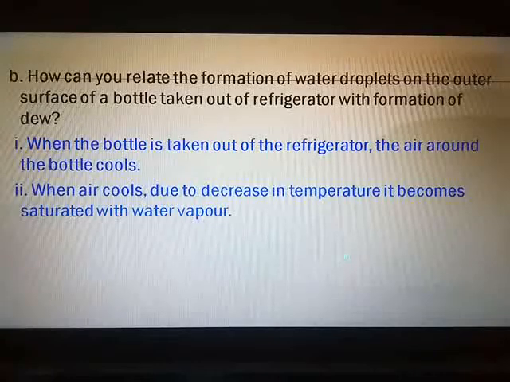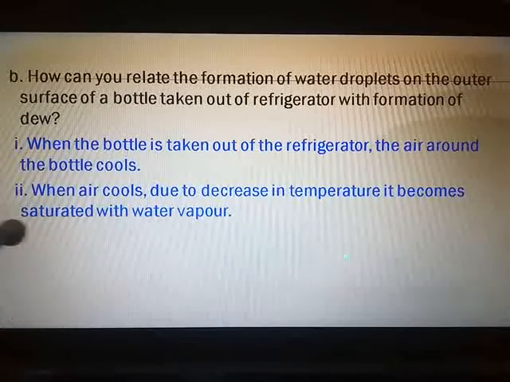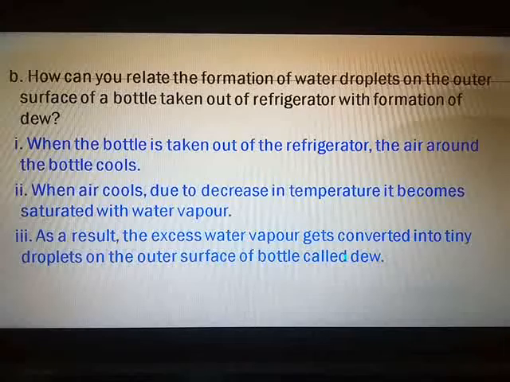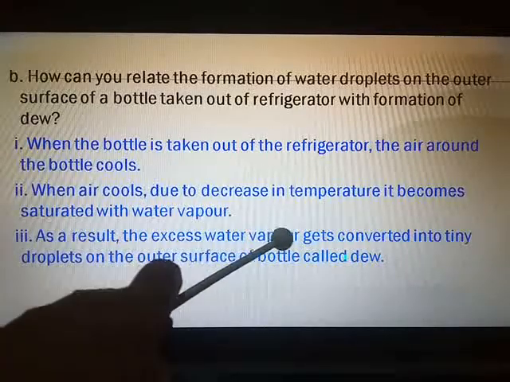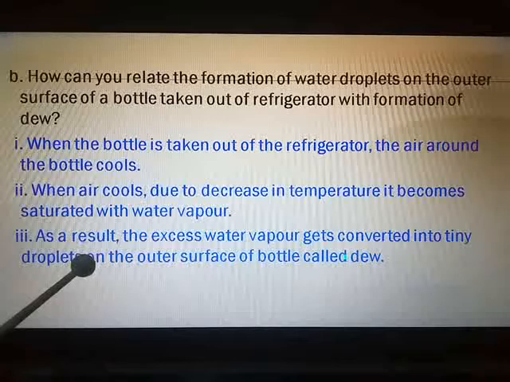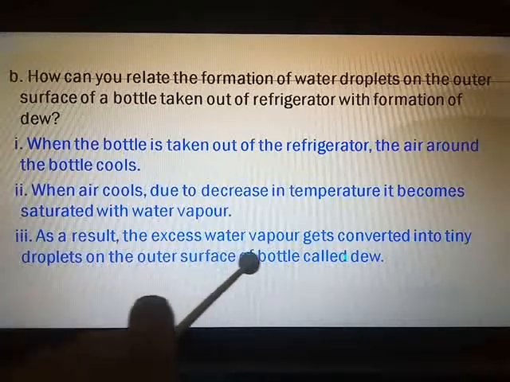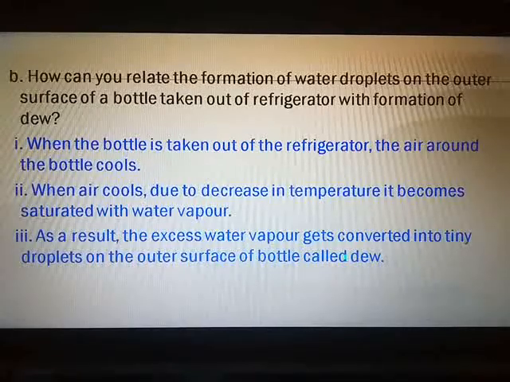Below that activity you have the paragraph. Through these two observations we sense the presence of water vapor. There you will get the second line, second point. When air cools due to decrease in temperature, it becomes saturated with water vapor. Third point also, continue marking. As a result, the excess water vapor gets converted into tiny droplets. After droplets, add this part: on the outer surface of the bottle, and those tiny water droplets are called dew. I hope you have marked the third point. Page number 67, below the activity, try this.